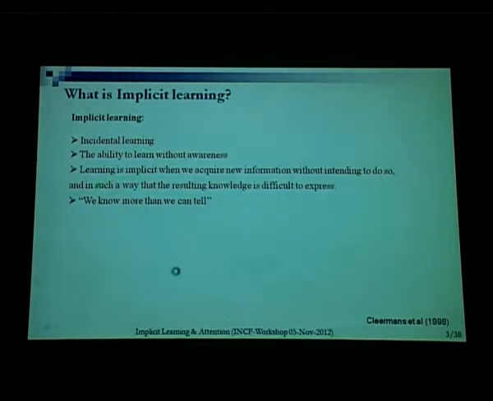or we call learning implicit when we acquire new information without actually setting out to do so, without really intending to do so, and in such a way that the resulting knowledge is difficult to describe or express. You possess the knowledge, but when I ask you, can you describe what you learned, you will not be able to describe or express it. To summarize, this is the learning where we know more than we can tell or describe.